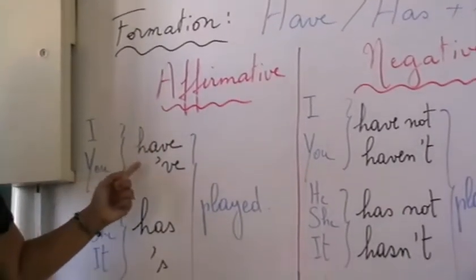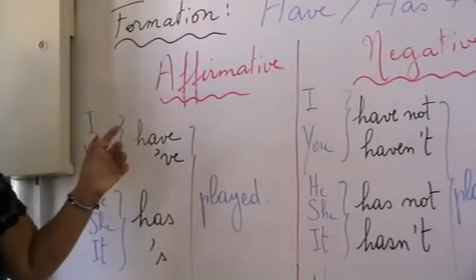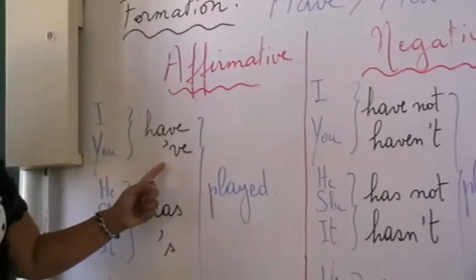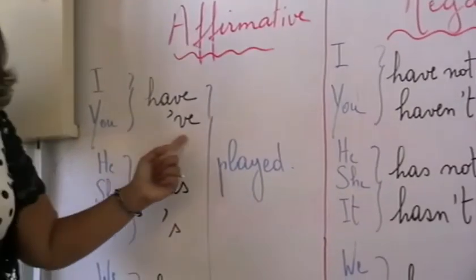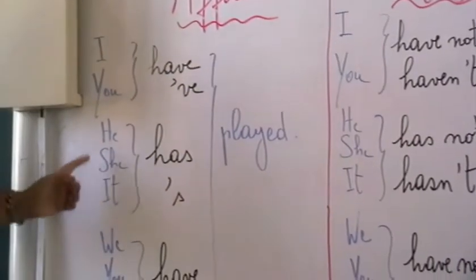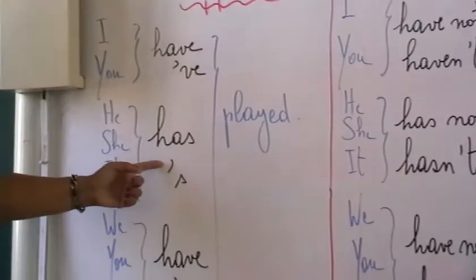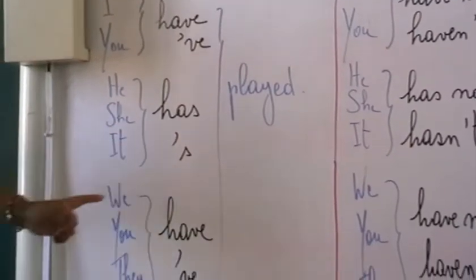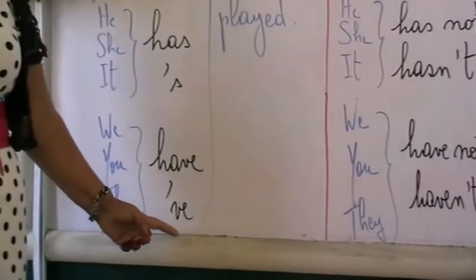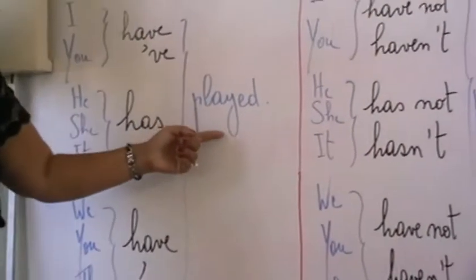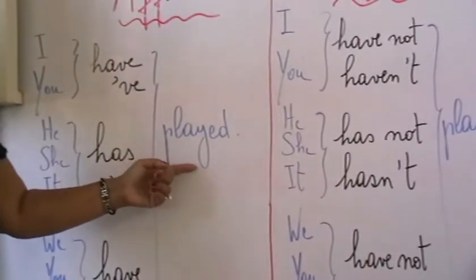But if you want to put it in the short form or contracted form, we just use I've, pronounced like this, or you've played. He, she, it's has, or apostrophe S. We, you, they, it's have, or again, apostrophe V. And don't forget, this is the past participle of the verb.